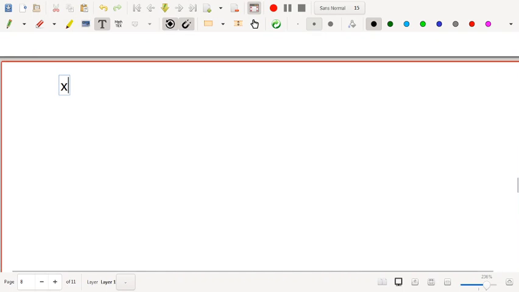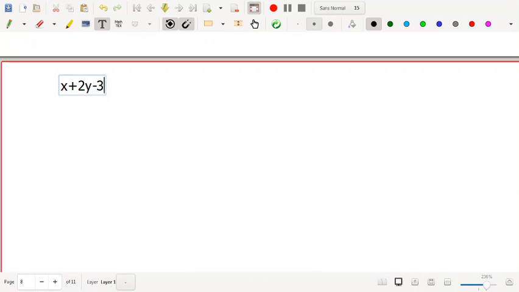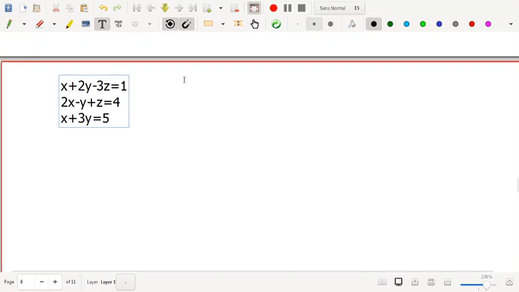First equation is x plus 2y minus 3z equal to 1. Next equation is 2x minus y plus z equal to 4, right? And the last equation is x plus 3y equal to 5. Okay.